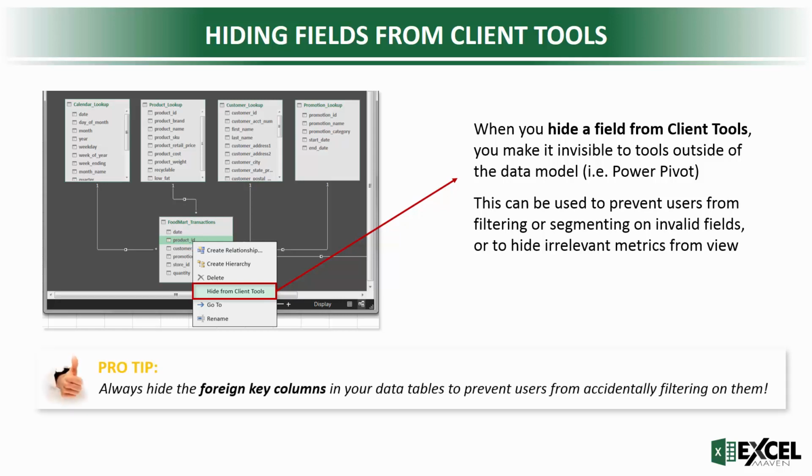So pro tip here, this is an important one: always hide the foreign key columns in your data tables to prevent users from accidentally filtering on them. Just like we showed in the last video, you would never want to filter on the date in your data tab. You always want to filter on your date in the calendar lookup. In a similar sense, you never want to filter on your product ID, your store ID, your customer ID within your data tables. You want to filter on those IDs in the lookup tables. And that way, any other related table is going to filter properly as well.